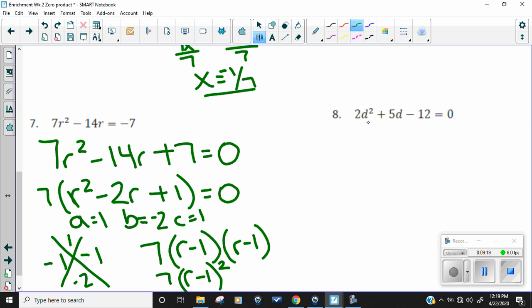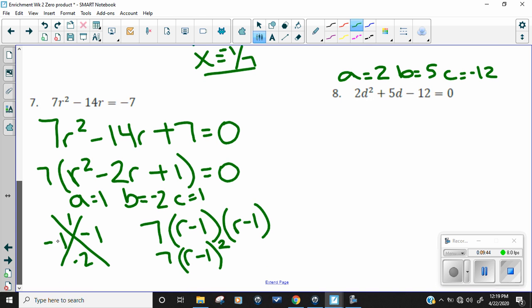The next one, GCF, nothing goes into 2, 5, and 12. So this has A is 2. So we're going to have to do the grouping thing on this. I'm going to scroll down a little bit. B is 5. And C is negative 12. So the first step for this is multiply A times C. And then you put B on the bottom. So 2 times negative 12 is negative 24.